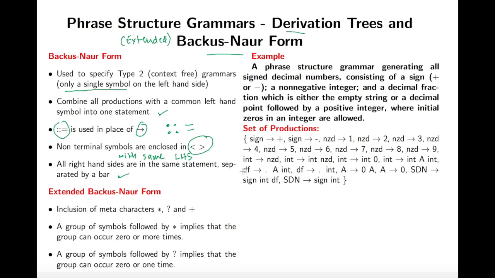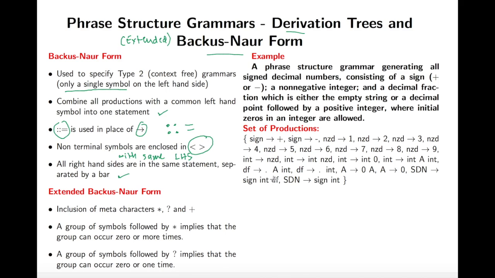Let's see how we can write our earlier example for phrase structure grammars of signed decimal numbers. How can we write those productions in Backus-Naur form? Now we have this set of productions, which I just copied from our previous work on how we generated this. We see that we have sign on the left hand side here and sign on the left hand side here.